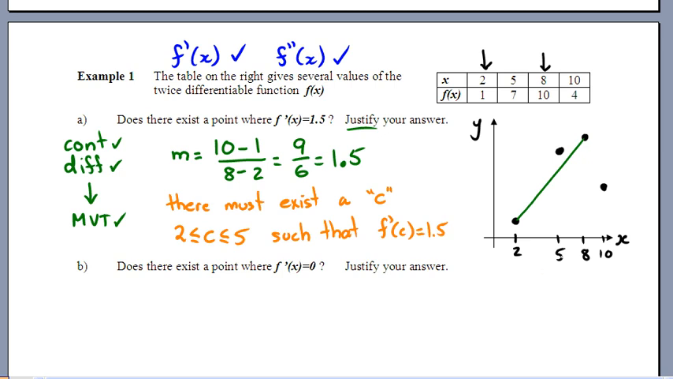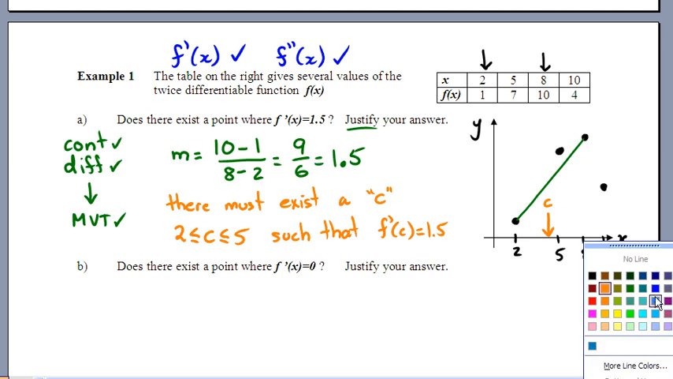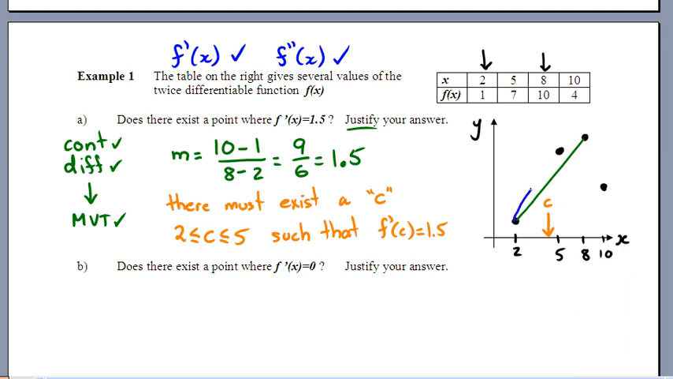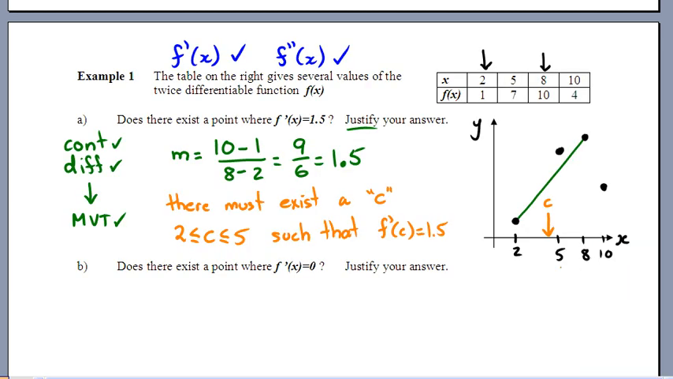So I'm not sure exactly where it is. You know, it could be anywhere kind of in here. Maybe it's somewhere around here where the graph, if I did actually draw this graph, it's like, oh yeah, right there, it shares the same slope as the green line. I don't really care where it is. I just know that it's got to be there somewhere in this space from 2 to 8, somewhere in here.